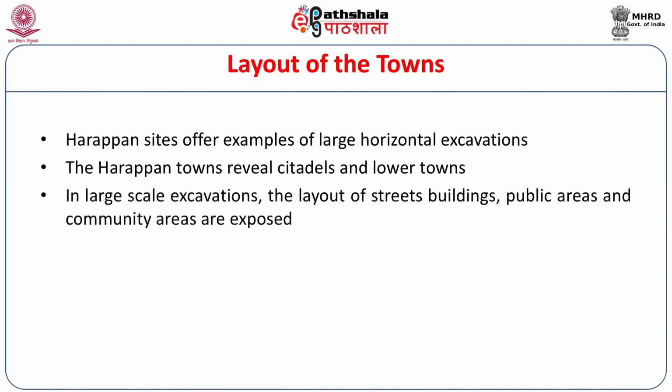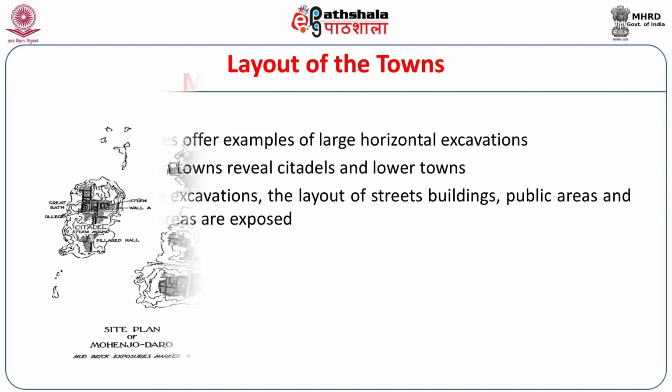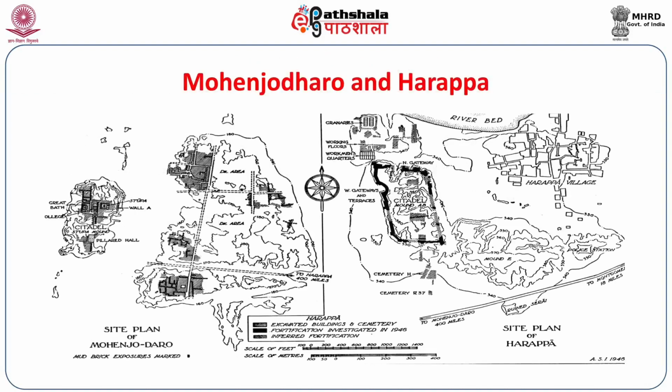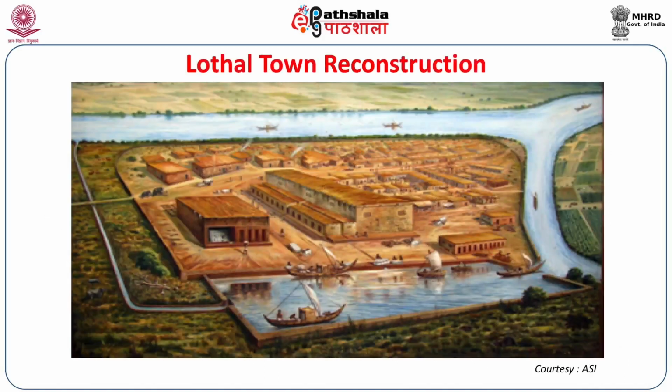In a large scale excavation, we also come across the streets, buildings, public areas and community areas. That is the advantage of the horizontal excavation. Here in this particular map you see the town layout of Harappa and Mohenjo-daro. You can see how big these towns were and how people were organized with a citadel, an enclosed area and the lower town. Here is another reconstruction of the town of Lothal. This was excavated by the Archaeological Survey of India.